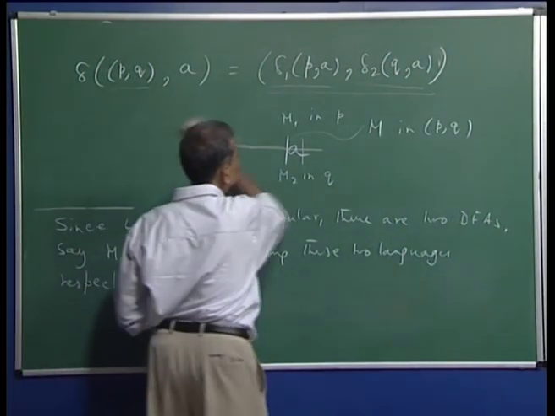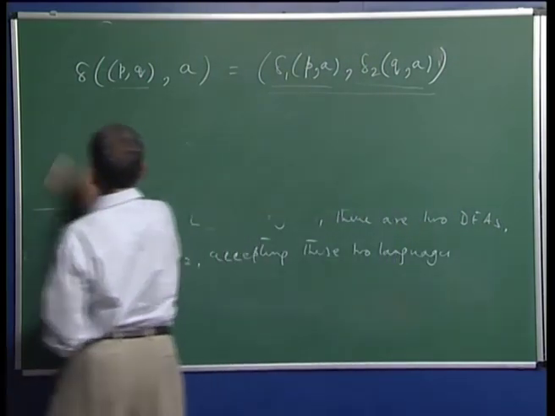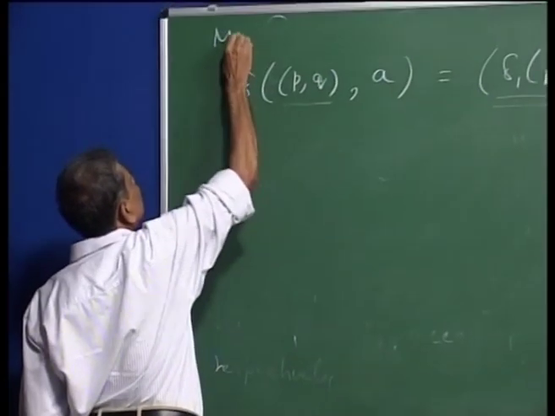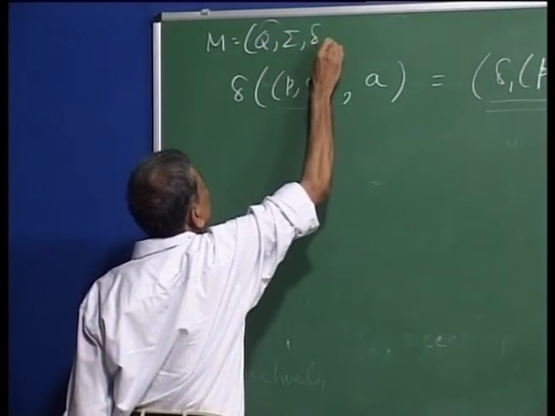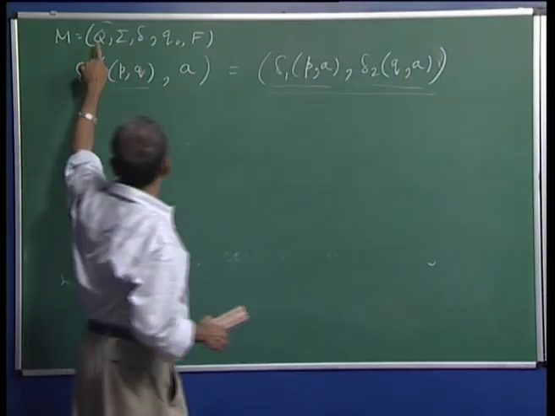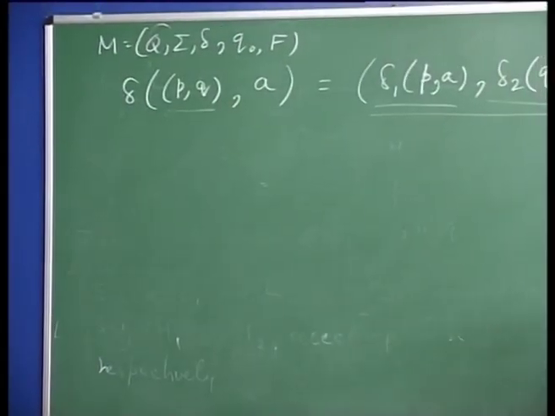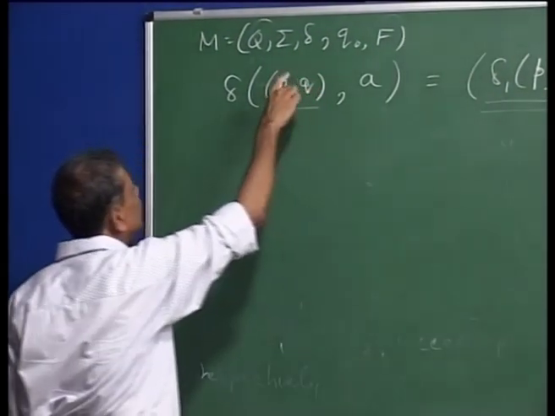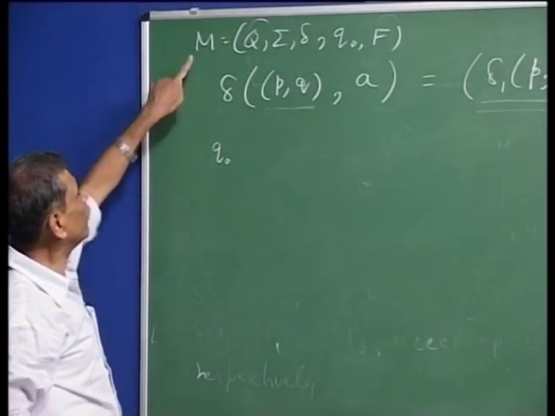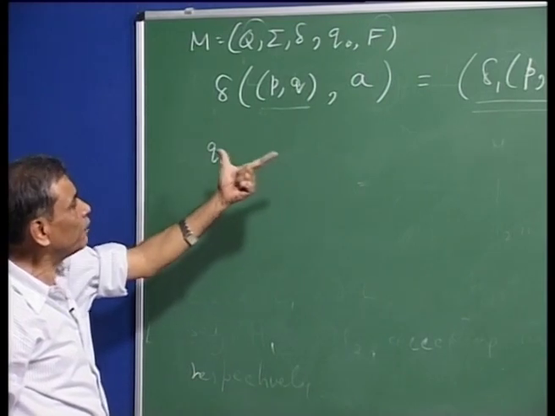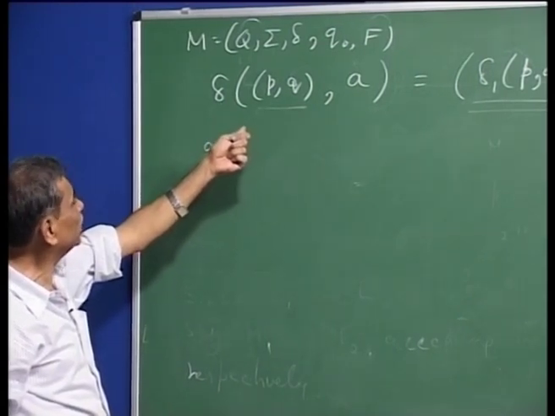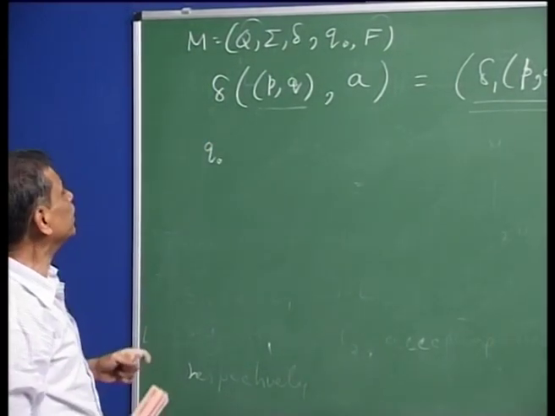So, if you define the delta of the new machine M in this manner, so my new machine M, remember, has Q, sigma, delta, Q0 and F. Q, you have already said what is the set of states for M, it is Q1 cross Q2, sigma is of course the alphabet, delta is as defined here. Now, what should be Q0? Remember, Q0 is a state of M and therefore, it is a pair. It is a pair in which the first part is a state of machine M1 and the second part of the pair is a state of machine M2, and this is what initially machine M should be.